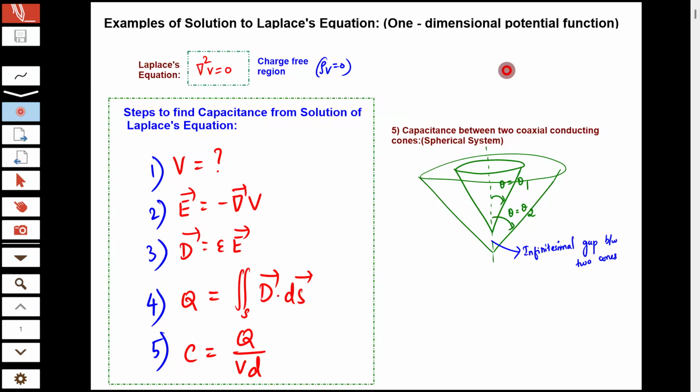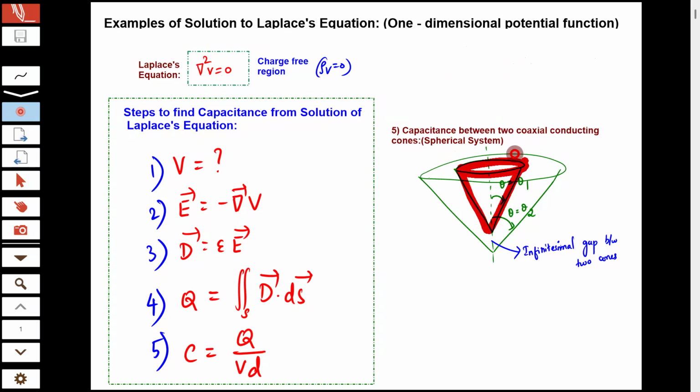Hello everyone. In this video, we'll be discussing the derivation of capacitance between two coaxial conducting cones in spherical system, which is an example of solution to Laplace equation for one-dimensional potential function. Now here we are considering two cones which are coaxial.